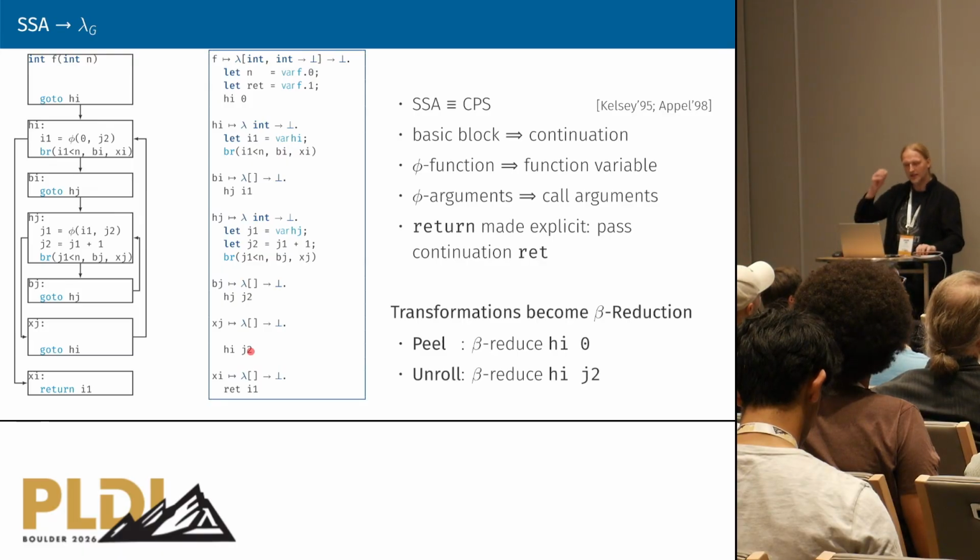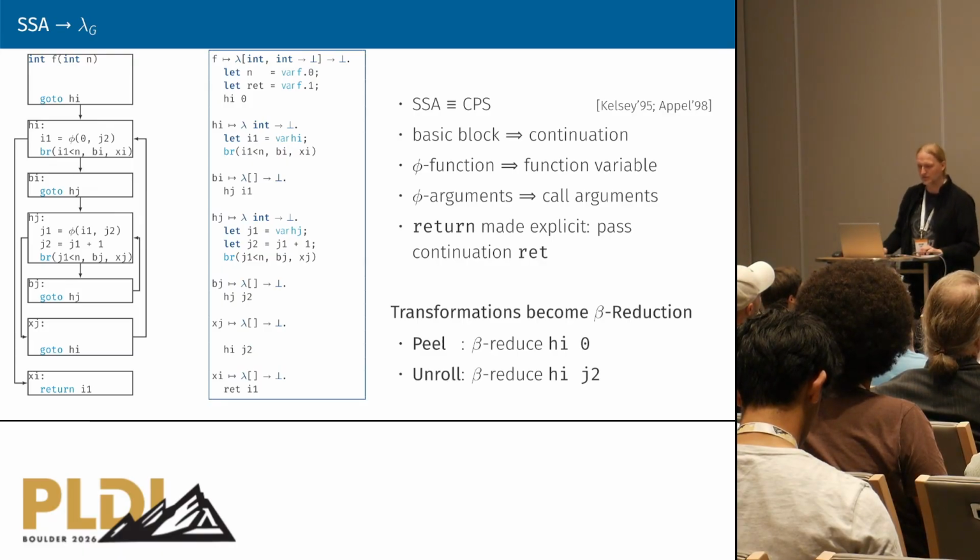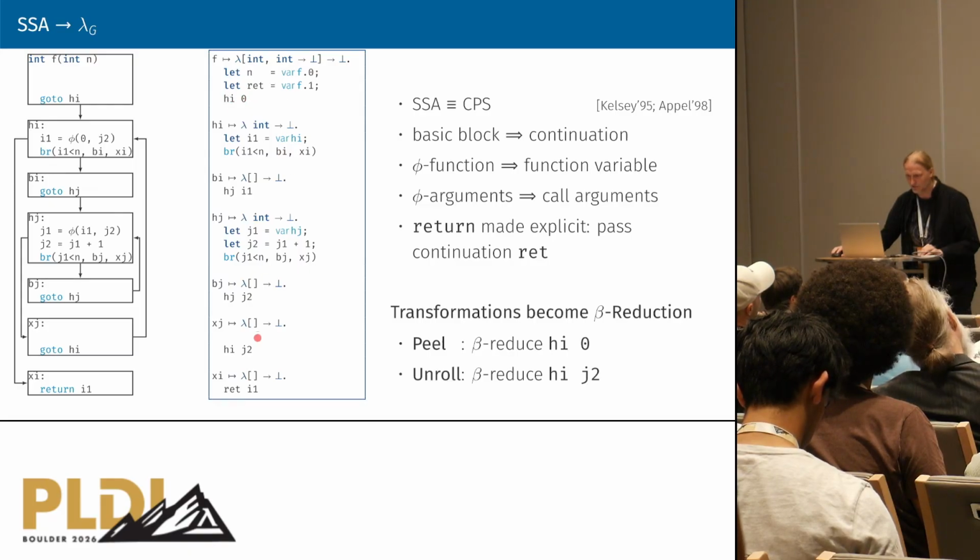header. Now, the cool thing is if we want to do some kind of loop transformation, such as loop peeling or loop unrolling, this just becomes beta reduction. So if we want to peel the outer loop, we just have to beta reduce hi0. If we want to unroll the loop, we just have to beta reduce hij2.